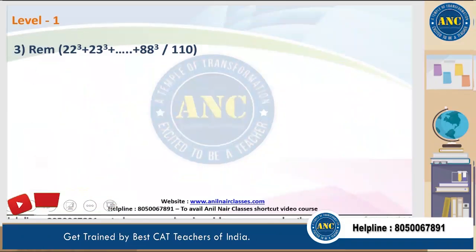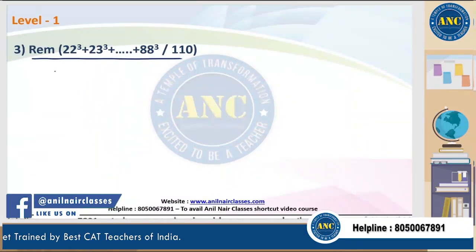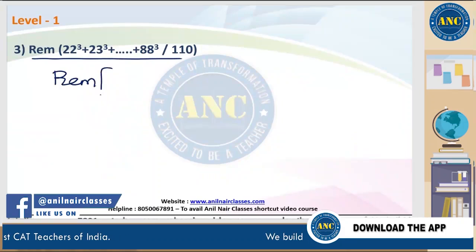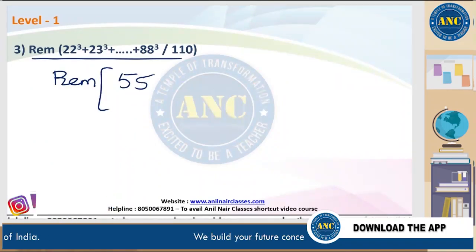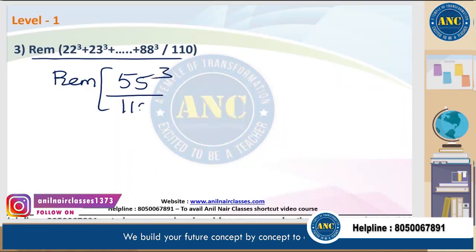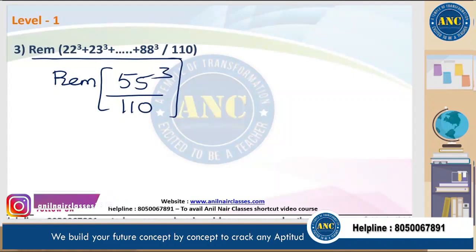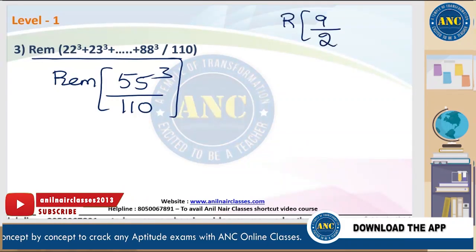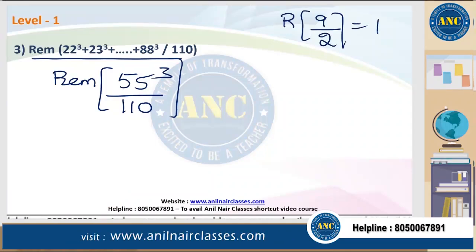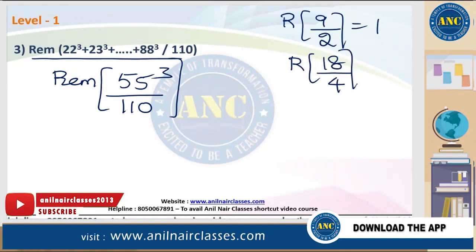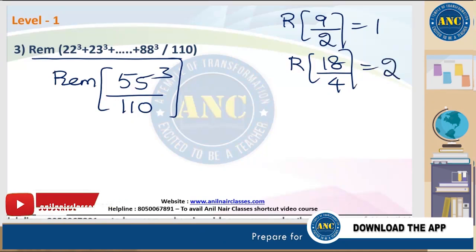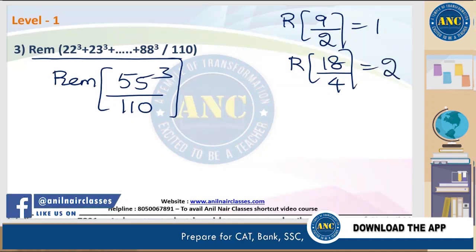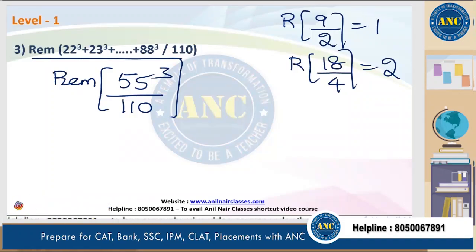Now we will solve this. I am not interested in answers; I am interested in telling you all the varieties of models. 55 cube by 110. Another thing, please remember 9 divided by 2: 2 4s are 8, remainder is 1. 18 divided by 4: 4 4s are 16, remainder 2. Even though 18 by 4 and 9 by 2 look similar, they are not similar.